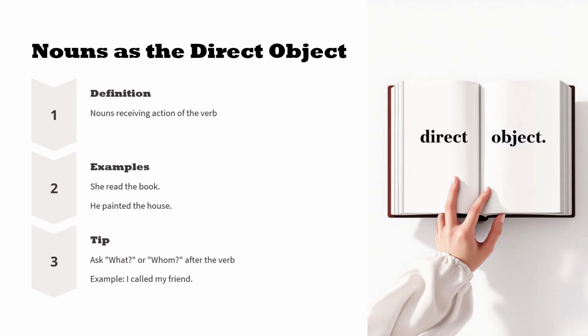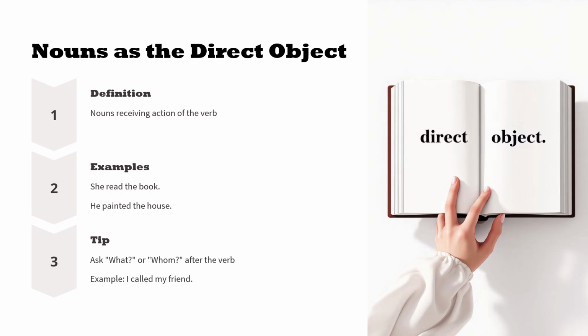So the definition. A direct object is a noun that receives the action of the verb. So in other words, it's the thing or person that the action is being done to. Without a direct object, certain sentences would feel incomplete or lack clarity. So let's look at some examples to illustrate this function.